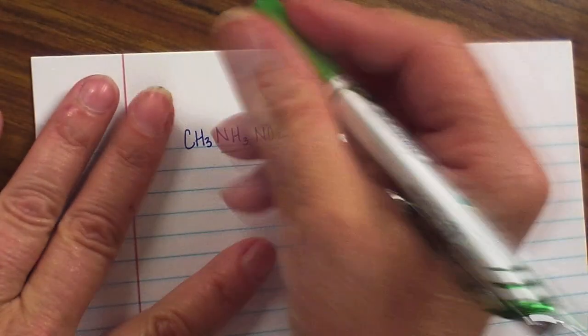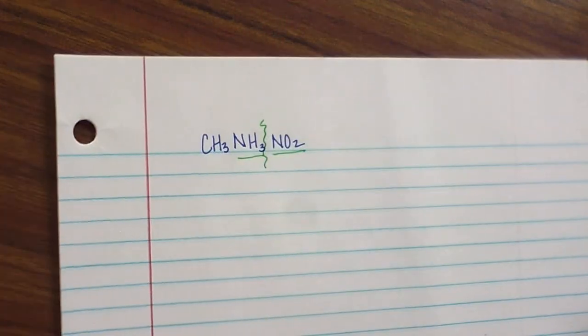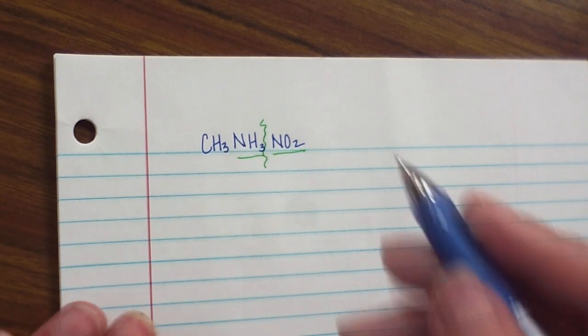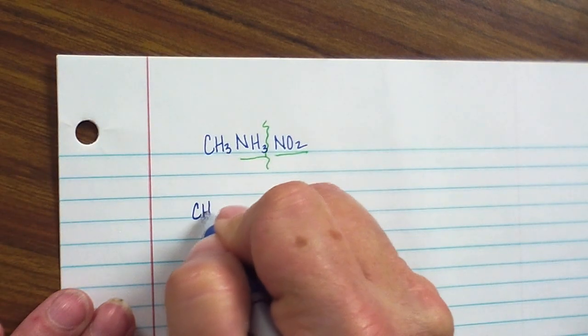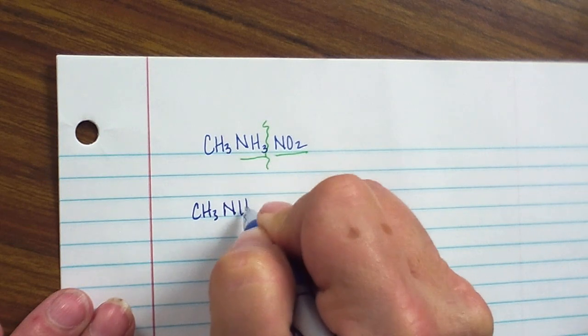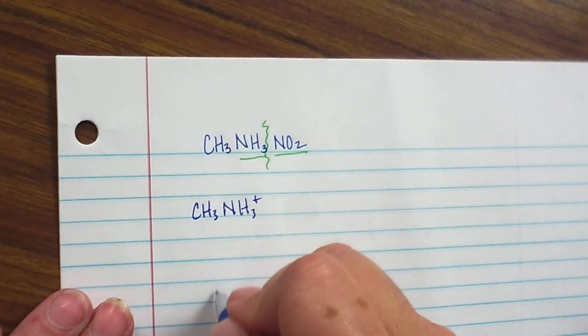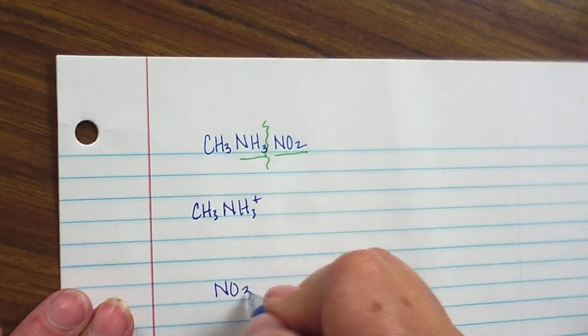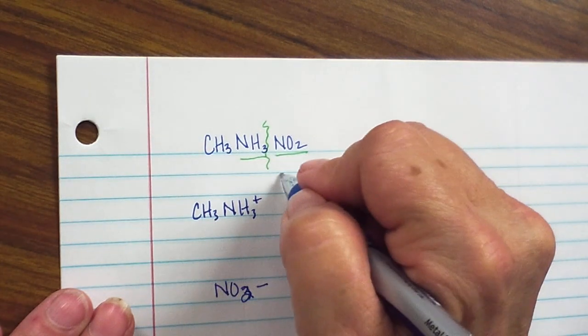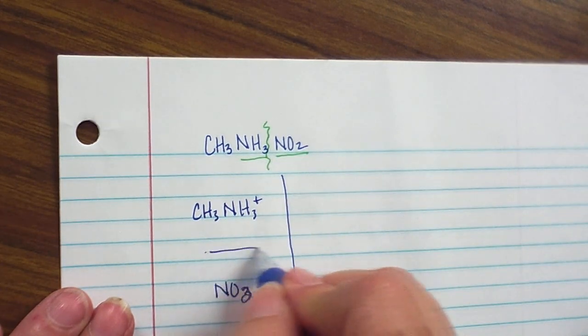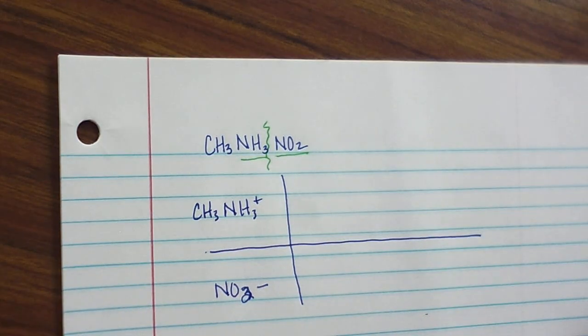So the division is right here. That is where the division is. One side is positive, the other side is negative. Okay? There's no extra H added on. It's not NH4 plus, it's NH3 plus. Okay? So I'm going to split this up. CH3NH3 plus, and then NO2 minus. Okay, so this one's going to be a little bit more complicated because I can tell you right away, one of these is a weak acid and the other one is a weak base.